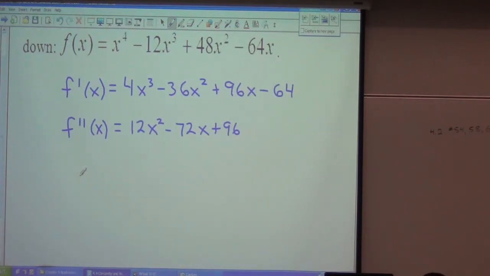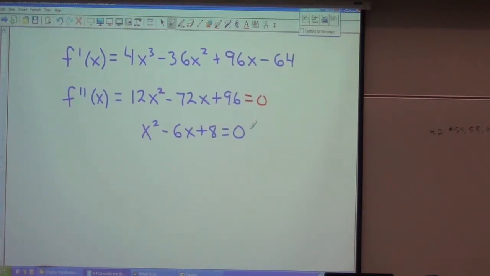So just like when we found maximums and minimums, where a graph was increasing or decreasing, we took the first derivative and set it equal to 0. Here we want to take the second derivative and set it equal to 0. And I got a feeling 12 goes into all these numbers. That gives us x squared minus 6x plus 8. Are there two numbers you can multiply to get 8 and add to get negative 6? Come on, Terry. So our possible points of inflection are 2 and 4.